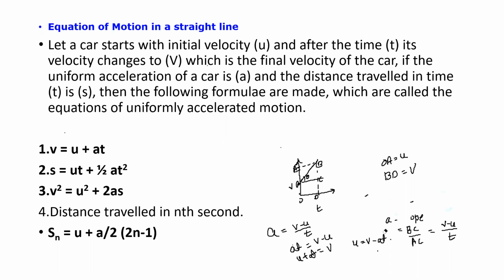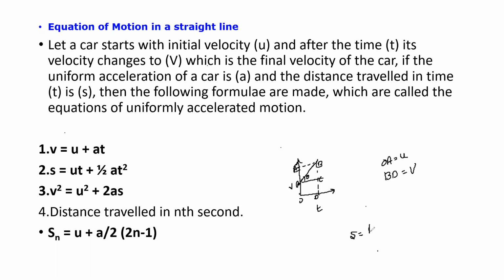Then similarly, we can derive the second equation with the help of the first equation, that is s is equal to ut plus half at square. To calculate this, we take the help of the fact that the distance traveled by the body is equal to the area under OABD. This area under OABD is given by the area of the triangle plus the area of the rectangle. Substitute the area of a triangle, half into base into height, plus the rectangle, length into breadth.